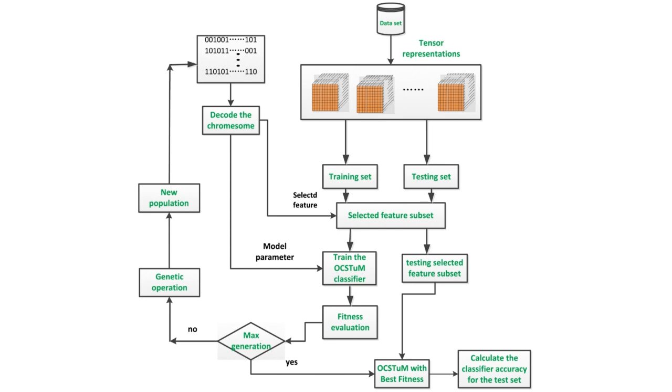Now we have got the architecture of the algorithm. The algorithm begins at the top right corner of the screen by loading high-dimensional data in tensor space and splitting it into training and testing datasets. The initial random values for features and model parameters are decoded from the genetic algorithm part. Then the one class support tensor machine classifier is trained.